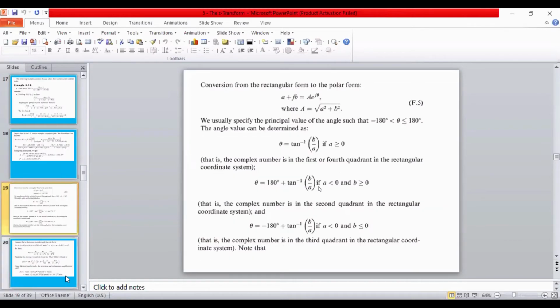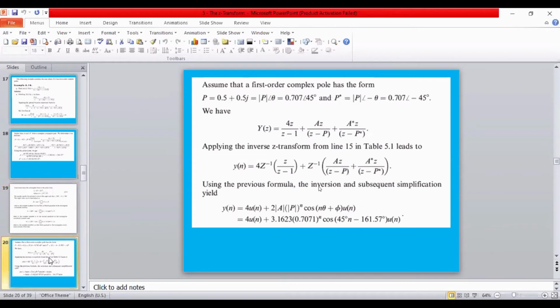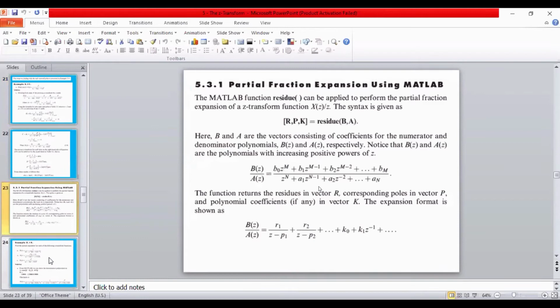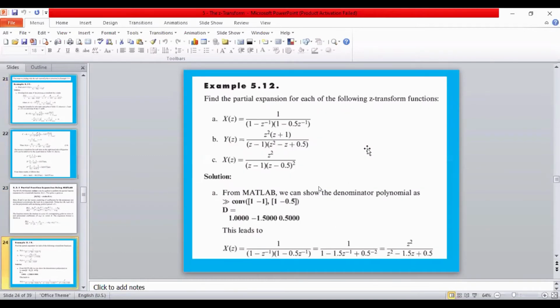Okay, this is a reminder. Yeah, and repeated poles, one more case. Okay, this is a help for you, right? We have our MATLAB, a very good friend. This very useful function residue. So you can actually do the expansion applying MATLAB. For instance, let's look at this example.